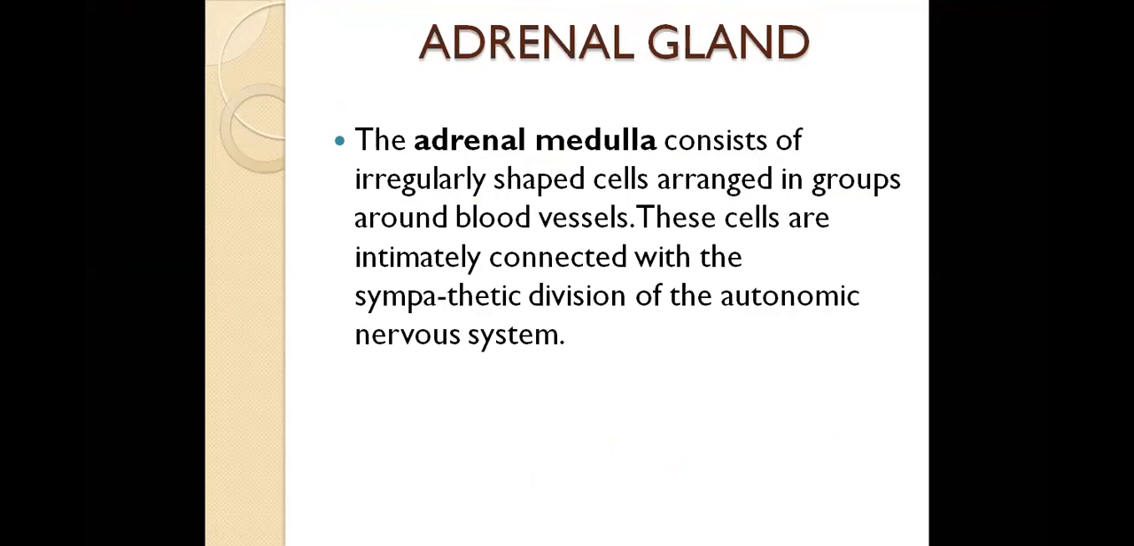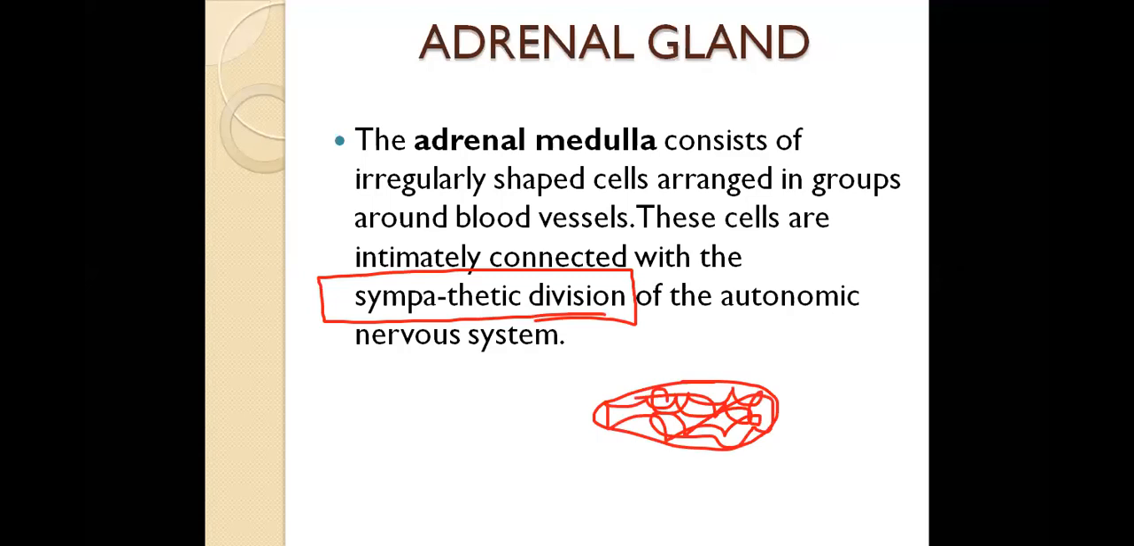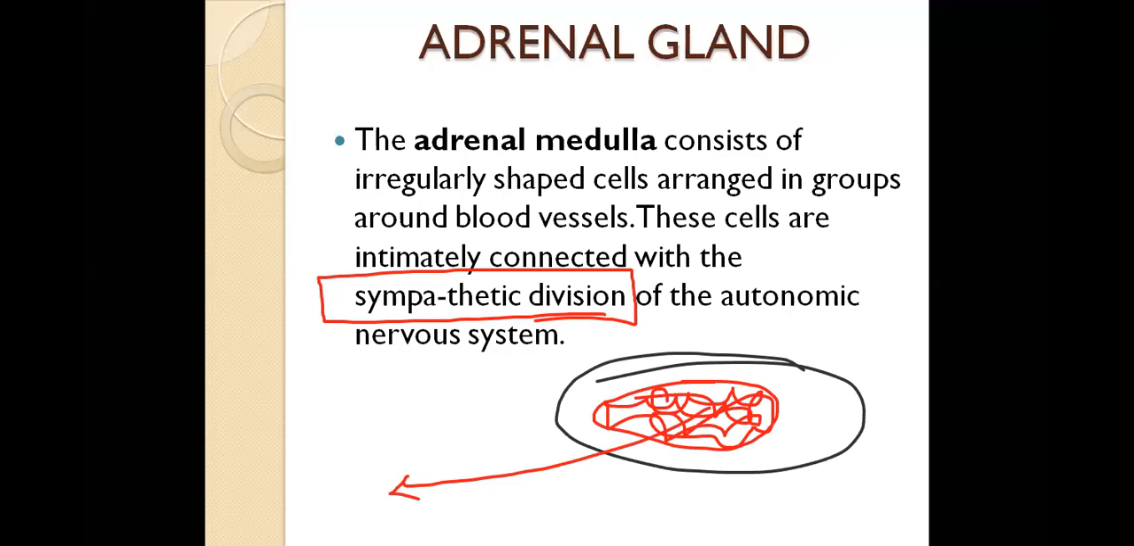It is believed that the adrenal medulla, which is the center of the adrenal gland, is a modified sympathetic nervous system. Some of the scientists believe so because the outside is the cortex, and now I'm showing the inside with red color, that is the adrenal medulla. The actions of the medulla are completely similar to the sympathetic division of the autonomic nervous system.